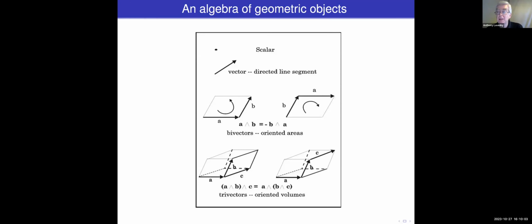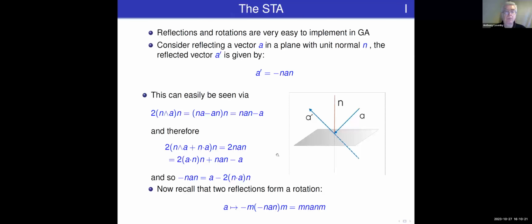But that doesn't survive into higher dimensions because you've got, for example, in 4 dimensions, 2 directions which are perpendicular to 2 other vectors. And then you can carry on going with trivectors and so on, where we sweep out by further vectors. Now, the key thing I want to get over is that reflections and rotations are very easy to implement in geometric algebra. And consider reflecting a vector A in a plane with unit normal n.